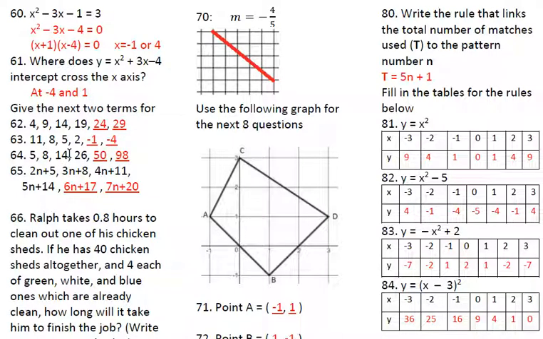Alright, next one. It looks like we're subtracting 3. So we've got 11 minus 3 is 8, minus 3 is 5, minus 3 is 2, minus 3 is negative 1, minus another 3 is negative 4.